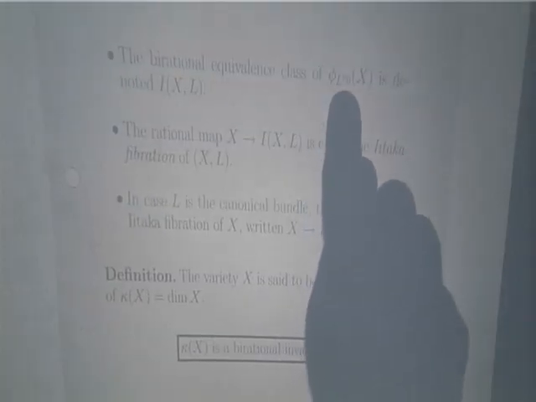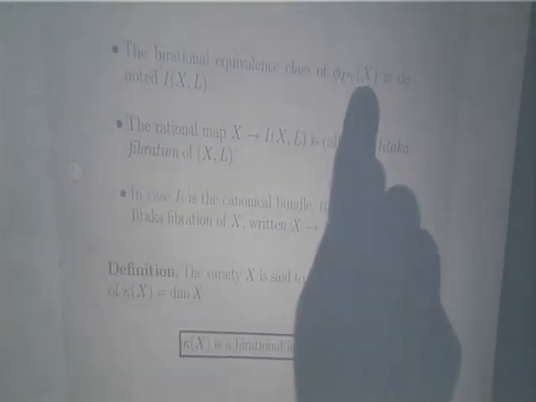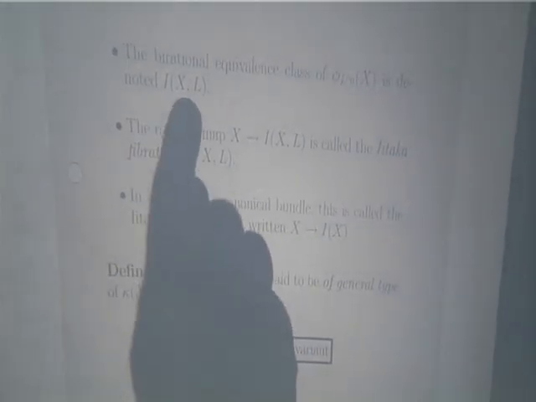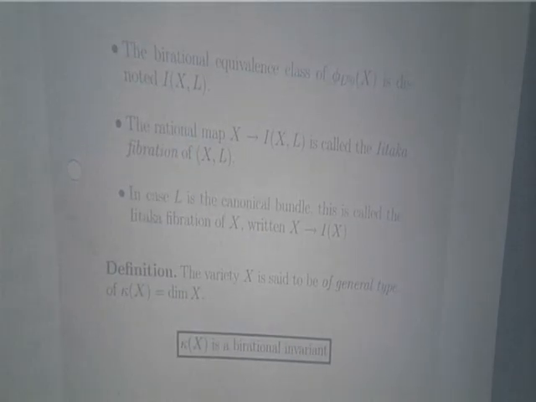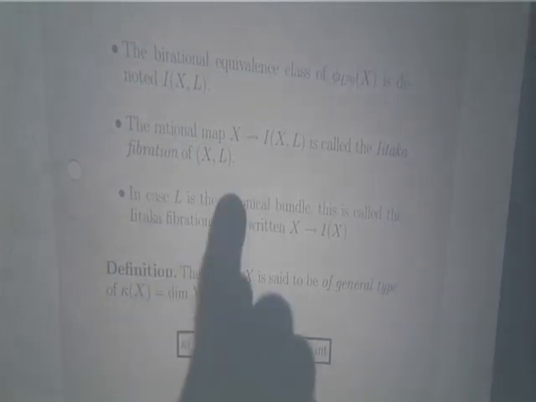The birational equivalence class of this image, for n at least n_0, the first time that this occurs, is called I(X, L), I for Iitaka. It's the Iitaka image of (X, L). And this rational map from X to I(X, L) is called the Iitaka fibration of X with the line bundle L. It's a rational map. Its generic fiber is connected, and it is geometrically connected, and so it deserves to be called a fibration.